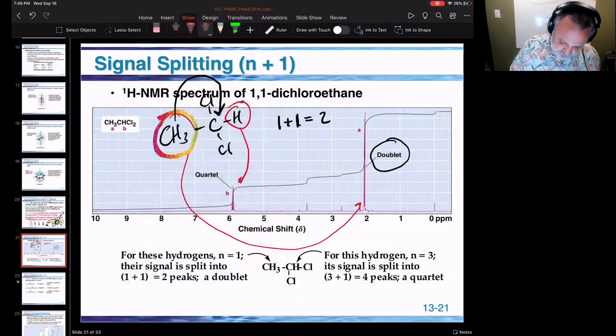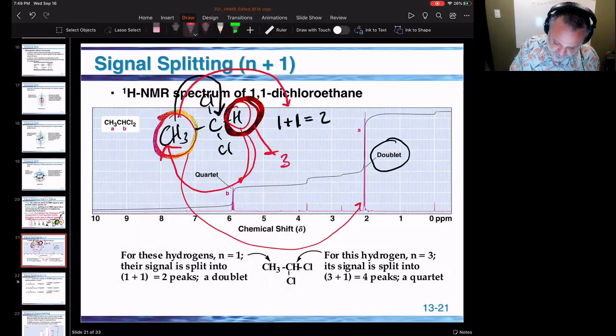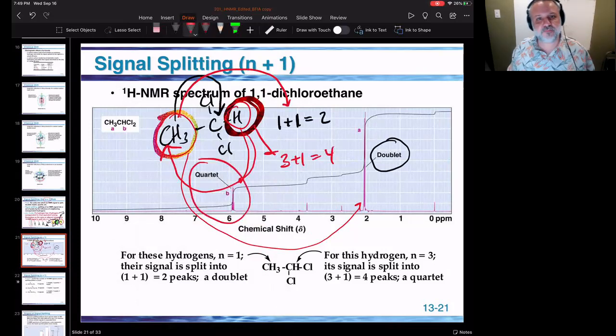This hydrogen should be split by the hydrogens on this carbon. And there's three of them. 3 + 1 is 4, so it should be a quartet. That's how it works. Let's do some more examples.